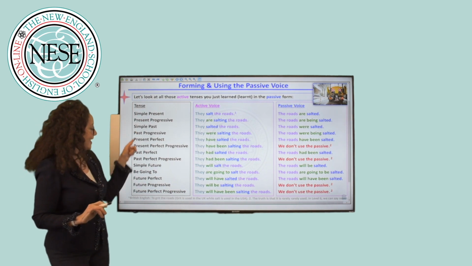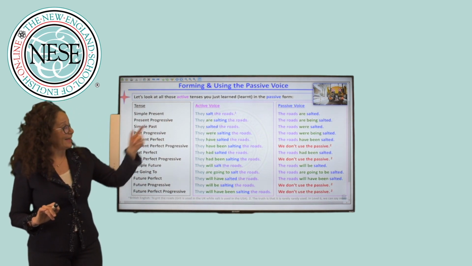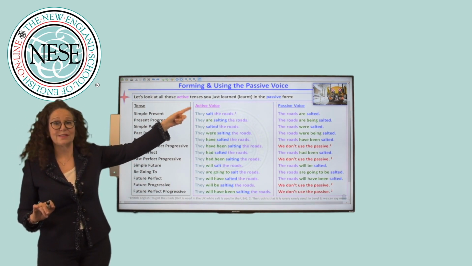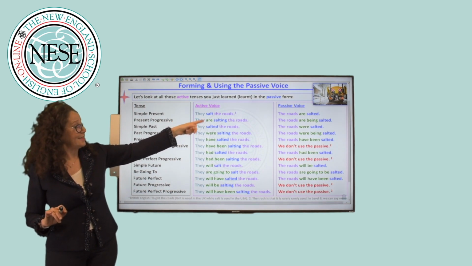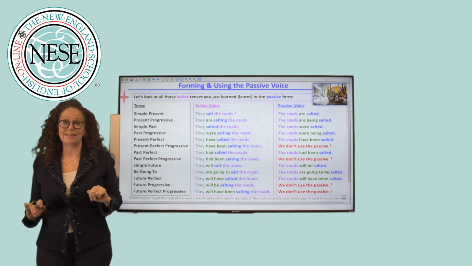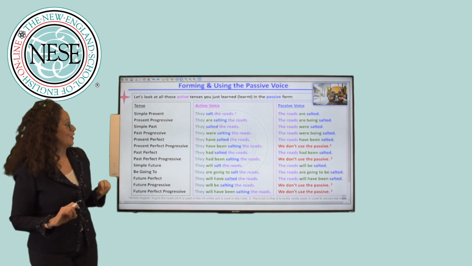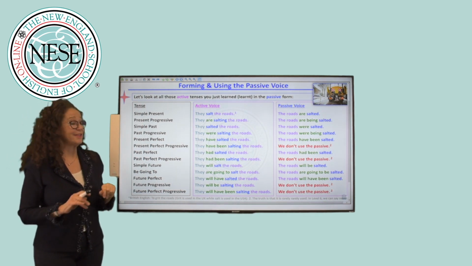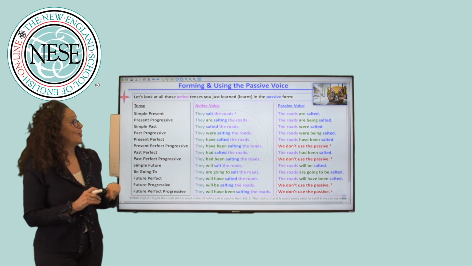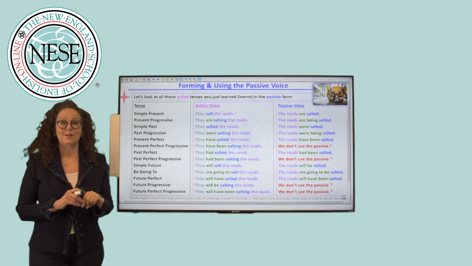So here are the tenses, and here are the active voice sentences and the passive voice sentences. So let's look. Simple present. They salt the roads. The roads are salted.